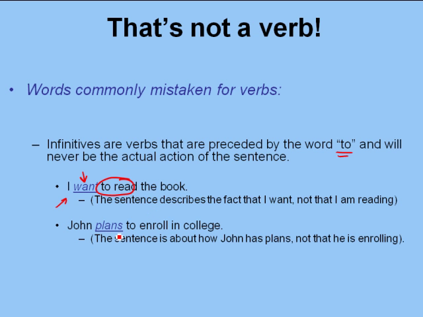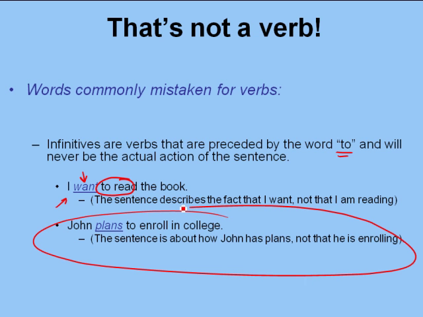On this next one down here, John plans to enroll in college. It's important to note that the sentence is about how John has plans. It's not that he is enrolling in this sentence. So to enroll, while it looks like a verb, is not actually happening.